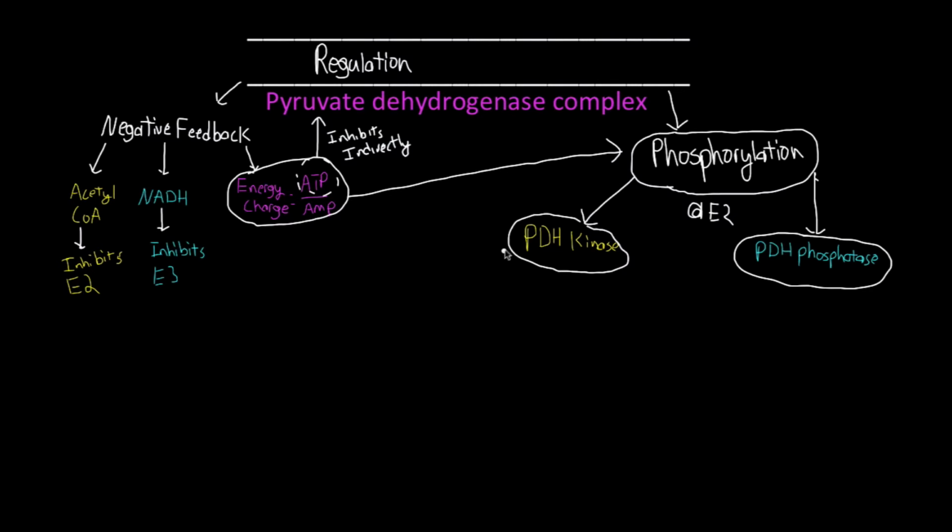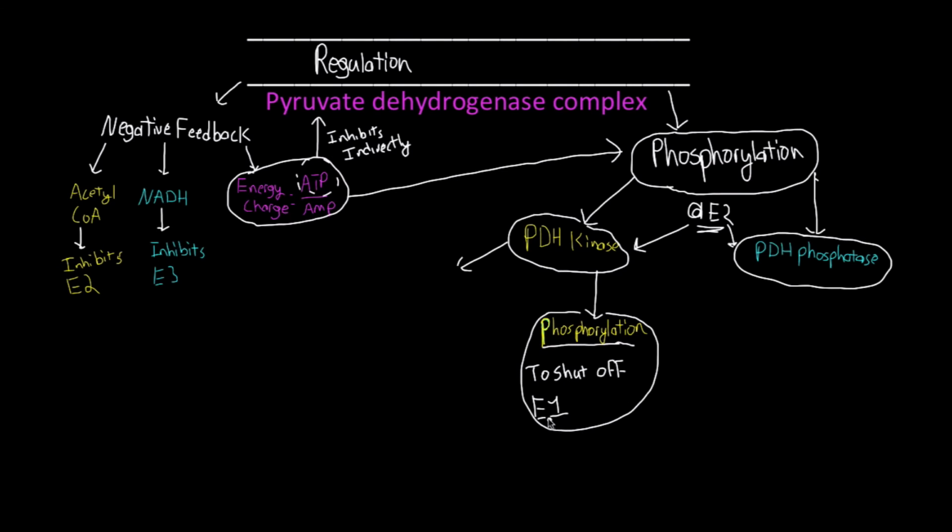For the kinase itself, I want to talk about what the phosphatase does, but I'll mention the kinase first. What it does is phosphorylate at E1 to shut off the whole complex. I just realized this looks probably confusing to some people. You're thinking, wait, you just said phosphorylation at E2. At E2 we have the PDH kinase and phosphatase, but the main site of regulation is the very beginning of our reaction, which is in E1. Phosphorylation shuts off E1.